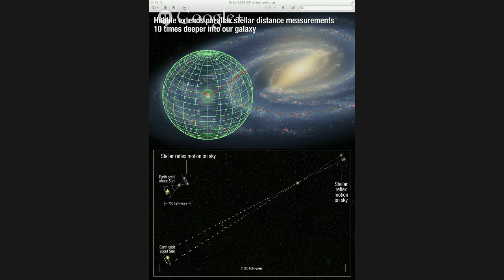Let's hear about it. So, according to this diagram, now you can measure things reasonably well out to about 7,500 light years using this technique. And these are all, by the way, stars. Because of the distances involved, we're talking about things in our galaxy, not other galaxies. We're looking primarily in our own stellar neighborhood, more or less.